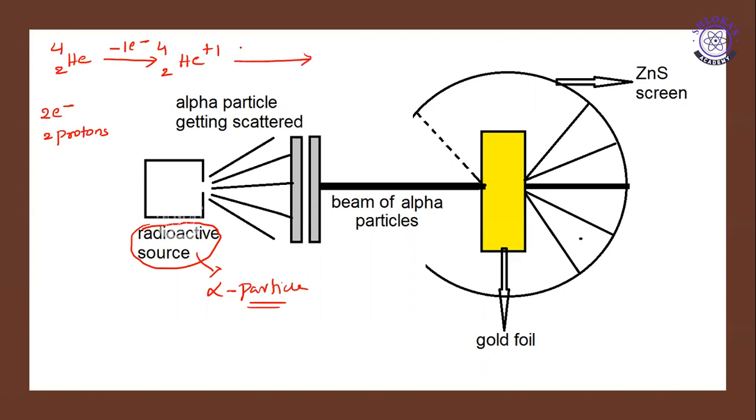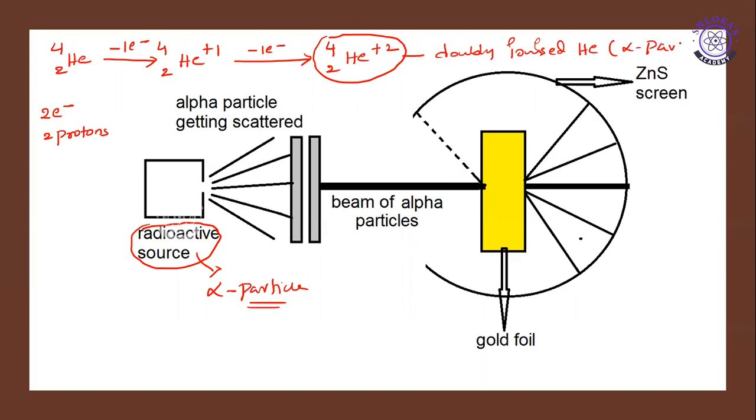Now I am removing 1 more electron. Then what could be the charge on this helium? It should be +2. So I can say that it is doubly ionized: 2 times it got ionized. A doubly ionized helium atom is also called an alpha particle. Do you all understand what an alpha particle is? An alpha particle is nothing but a doubly ionized helium atom.